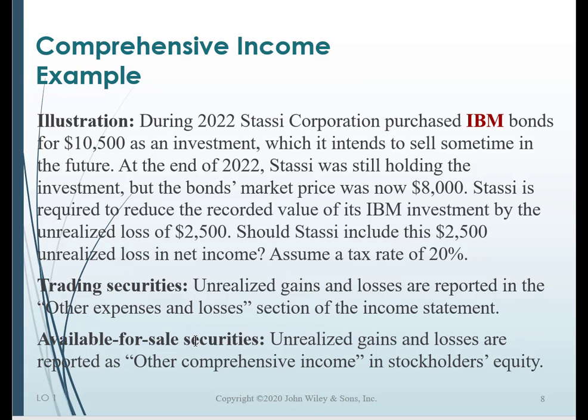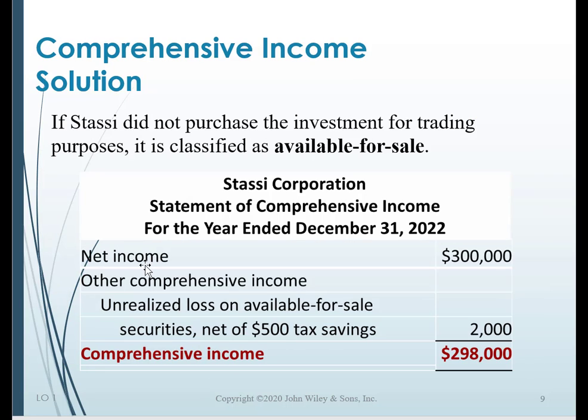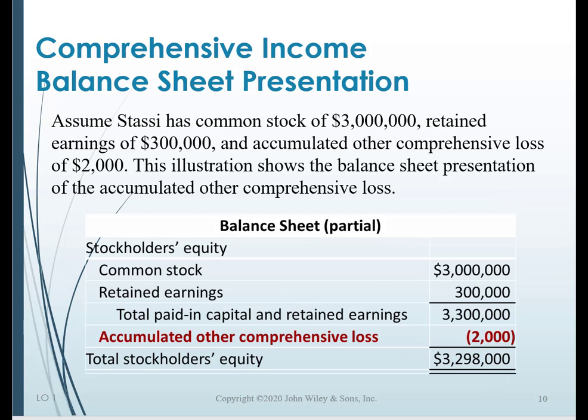How does it show up on the income statement? If this is classified as available for sale, right? Available for sale just shows up after net income. It's in this other comprehensive income section, right? So again, it's $2,500. There's a 20% tax. So that means we have a $500 tax. So it's net of tax, $2,000 is the total.